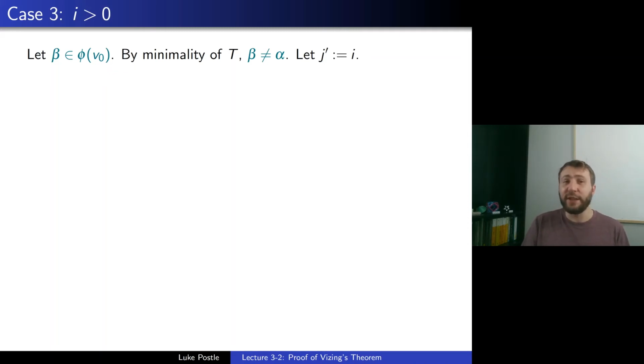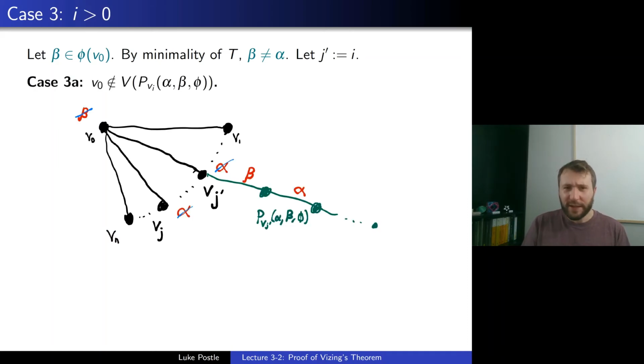Otherwise, we would just take V naught and Vi, the fan up to there, and then that would be a smaller fan, a smaller choice of i and j. And because I reused the old pictures, let j prime equal i. So just to keep the pictures consistent, I'm just going to relabel i to j prime. So then here's a picture, and there are going to be 2 subcases to this case. Case 3a will be that the vertex V naught is not in the path from Vi, which here I've relabeled to Vj prime, alpha beta phi.